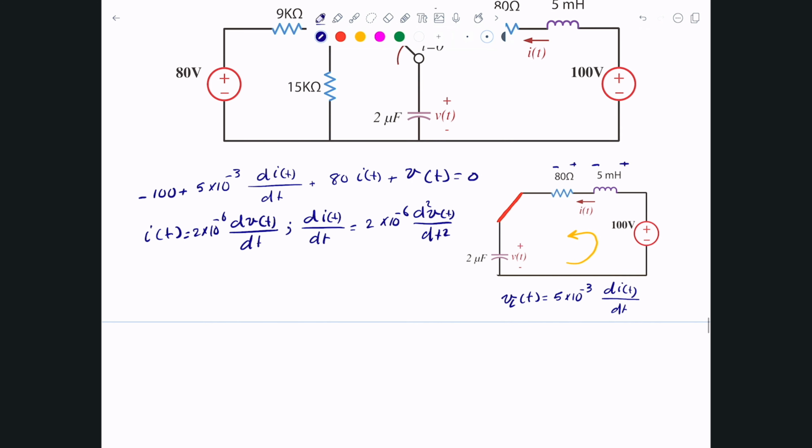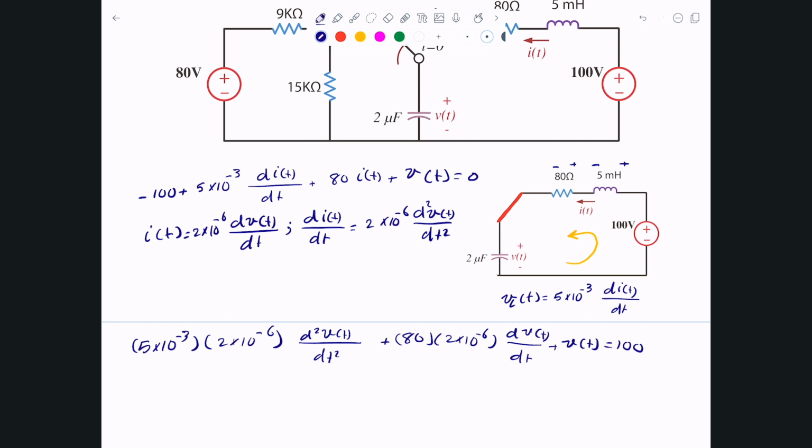And what I'll end up with is the following. I'll move the 100 to the other side. I'll end up with 5 times 10 to the negative 3 times 2 times 10 to the negative 6, and that's d squared v of t divided by dt squared, plus I of t is simply 80 times 2 times 10 to the negative 6 dv of t divided by dt, plus v of t, and that should equal 100.